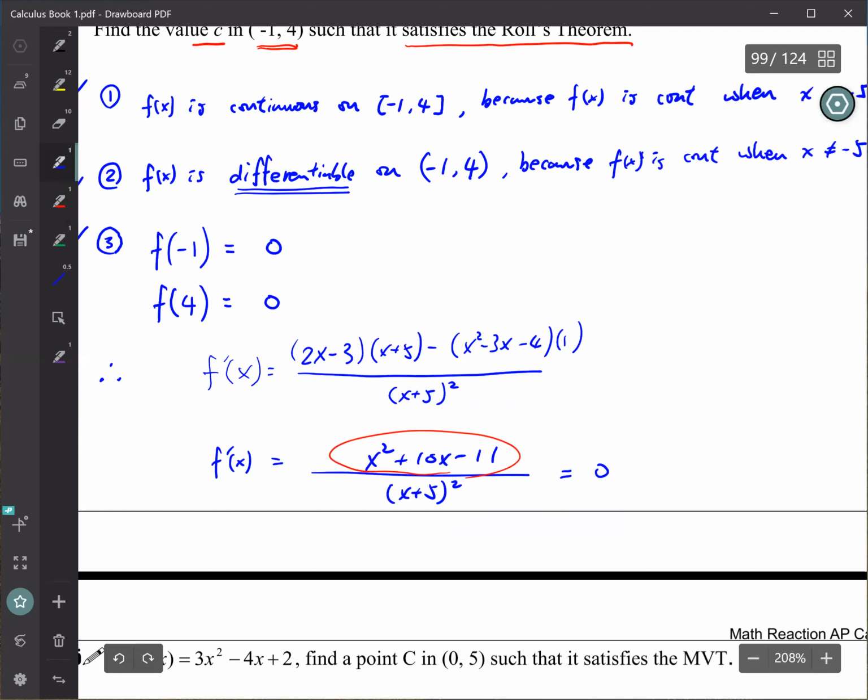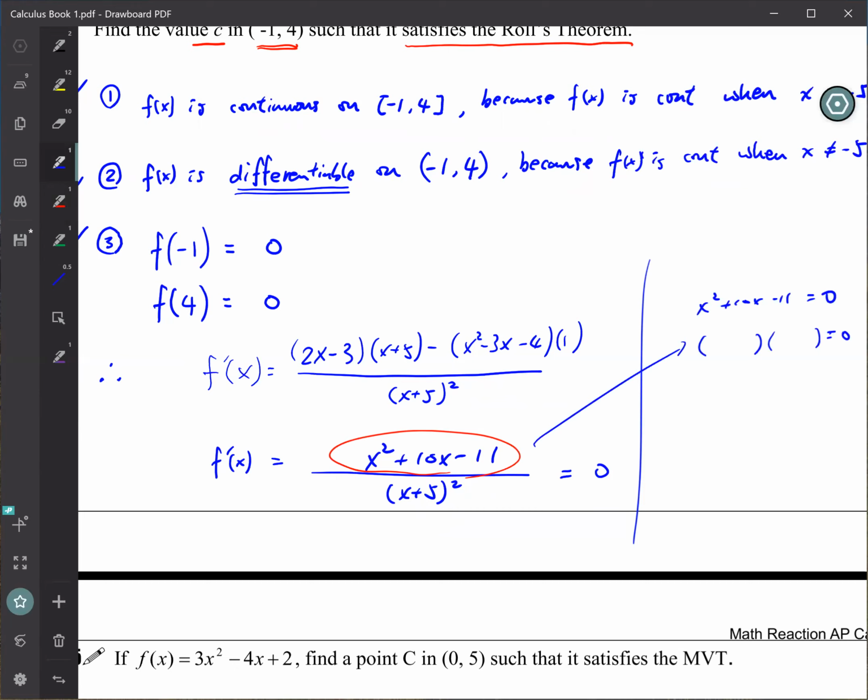That's right. So if we make it equal to 0, x squared plus 10x minus 11 equal to 0, how do we get the two answers? What are the two factors? x plus 11, x minus 1. So we get x equal to 1 or negative 11, right? Those are the places that have a slope equal to 0.